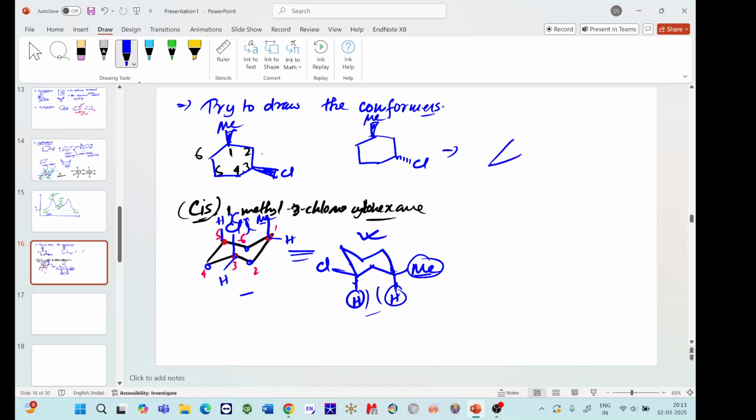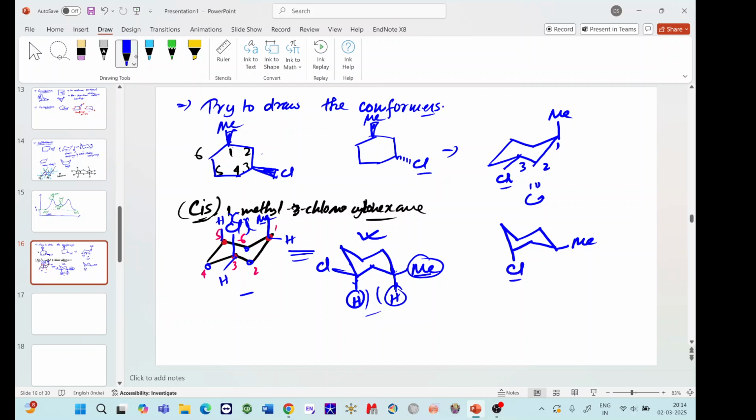So let me first draw it like this. One position you have methyl on the top, then this is your methyl. 1, 2, 3. So now chlorine is on the downside. So it will be like this. Okay. If you flip it, then it will be like this methyl, and then chlorine is on the downside, so it will be like this.